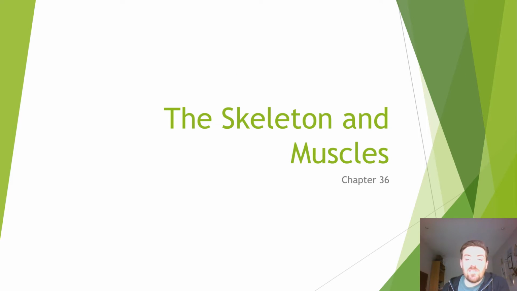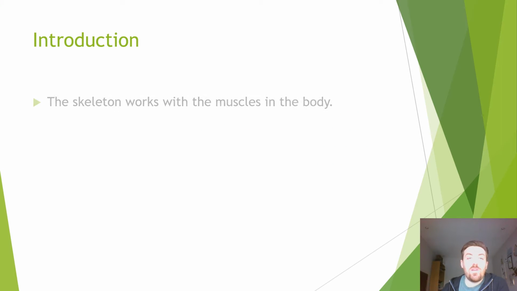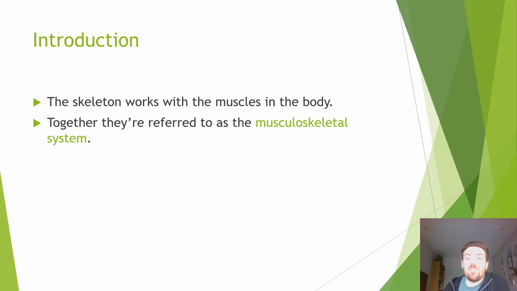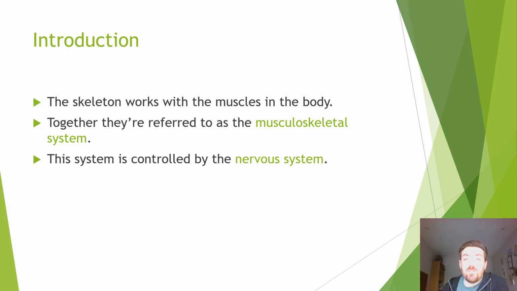So we're going to have a look at the skeleton and the muscles. You never really study one by itself because they kind of work together. Without skeletons, you wouldn't have muscles. Without muscles, you wouldn't have skeletons, all right? So, quick introduction. The skeleton works with the muscles in the body. Together, they're referred to as the musculoskeletal system. A little bit of a mouthful, but that's what it's called. The system is controlled by the nervous system. So your brain, once again, is the big supercomputer in your body regulating everything that's going on.